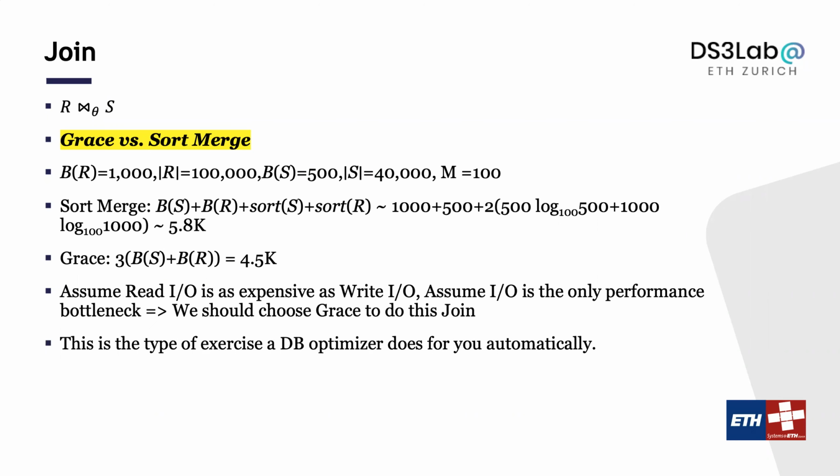This is just the type of exercise that the query optimizer does automatically, to compare all the possible algorithms and pick the best one for you. The way the database does it is to make sure it has a realistic cost model. Sometimes it's not precise, but it has a realistic cost model that's good enough and compares different approaches for you automatically.